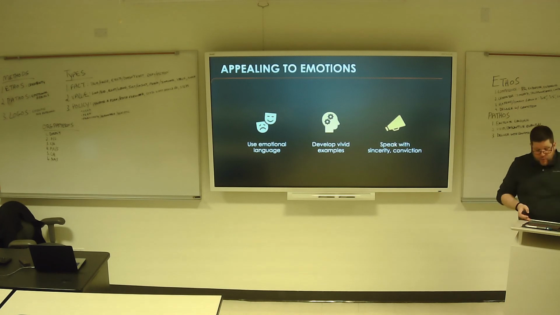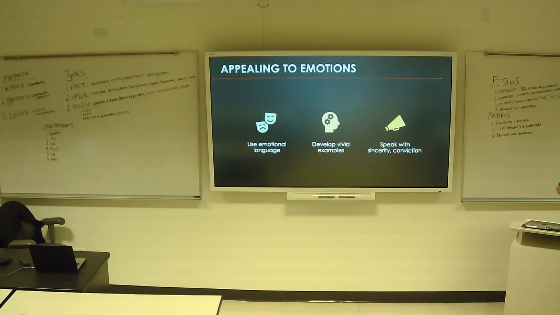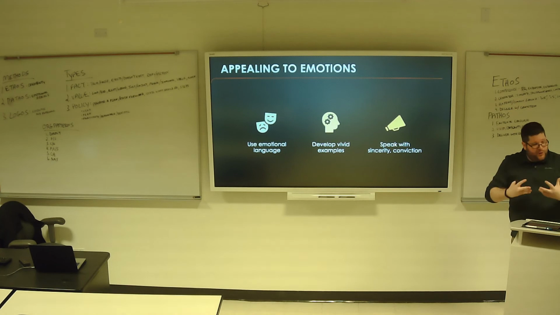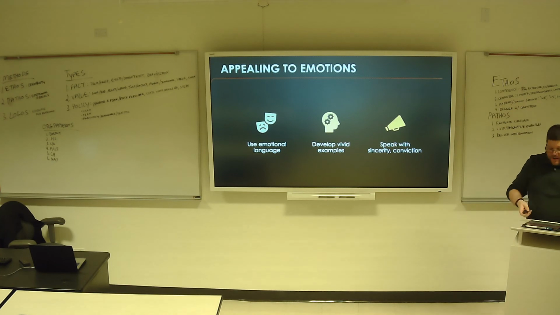And then finally, a third way we can generate emotional appeals is to speak with sincerity and conviction as a part of our delivery. You will see we talked about that with ethos. It also is important with pathos, that you deliver your speech with confidence, with sincerity, and with conviction.